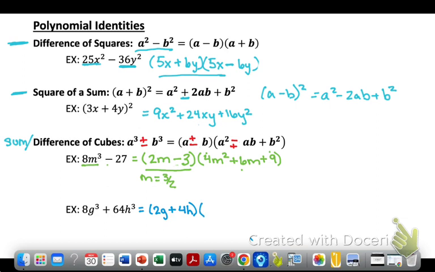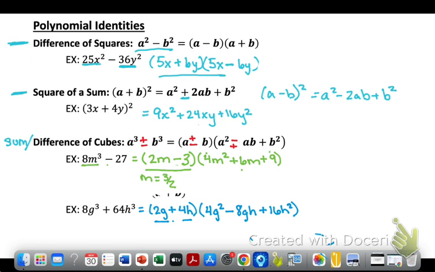And now I'm only looking at my first and second thing. So you square the first. So 4g squared. Opposite sign. Minus. Multiply the two together. So that's negative 8gh. Always plus, and square the last. So 16h squared. And there's your answer.